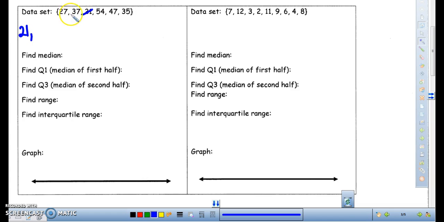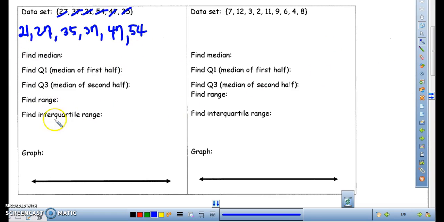And then what is the next one? Next lowest is 27. So cross it out. And next is 35. I like to cross out as I go so I don't forget a number. Next one is 37. Next one is 47. And the last one, the greatest number, is 54. So please put them in order from least to greatest like this.